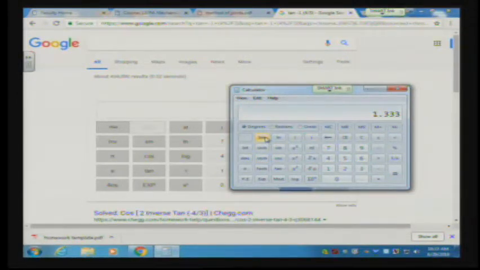Inverse tangent. There we go, 53 degrees. So that tells me that my angle is 53 degrees. I'll show you a slight little shortcut here in just a moment. But so that means that this angle is 53.123 degrees, but roughly 53 degrees.